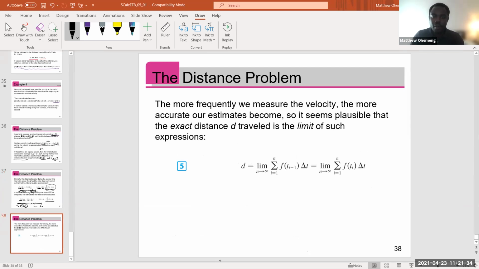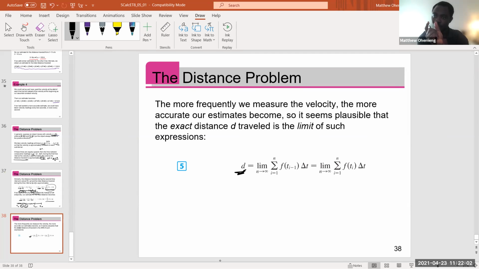Okay. Now, the true total distance, right? The exact total distance will occur when we have n approaching infinity. So we divide the width of the time interval such that n is approaching infinity. Because the smaller the time intervals, the smaller the width of the time intervals, the more accurate our assumption of a constant velocity is, right? As I said, velocity is less likely to change within a shorter interval than it is within a longer interval.